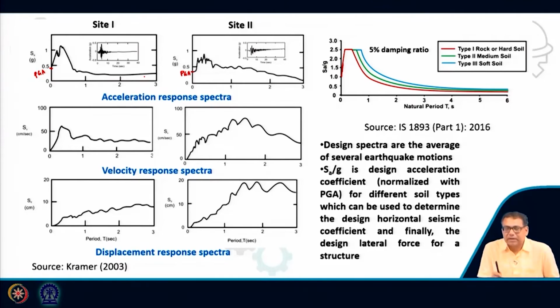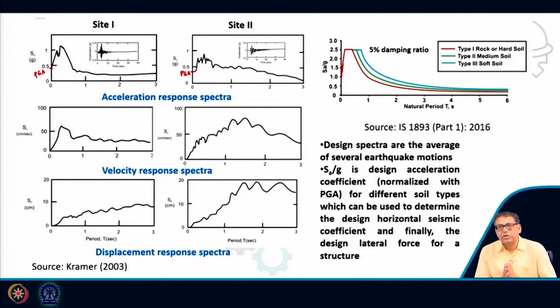So now why is this curve required? Because here Sa by g is the design acceleration coefficient normalized with PGA for different soil types, with respect to the natural time period of a structure. So that means from here you will get the value of Sa by g with respect to the natural time period of a structure, for different soil types, and it can be used to determine the design horizontal seismic coefficient and finally the design lateral force for the structure.